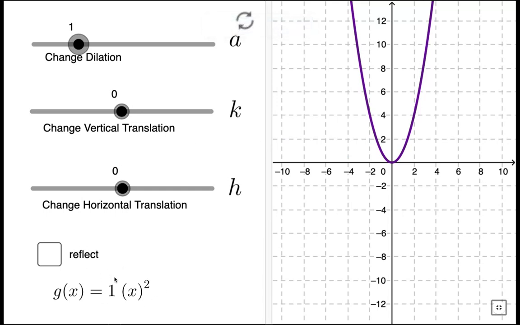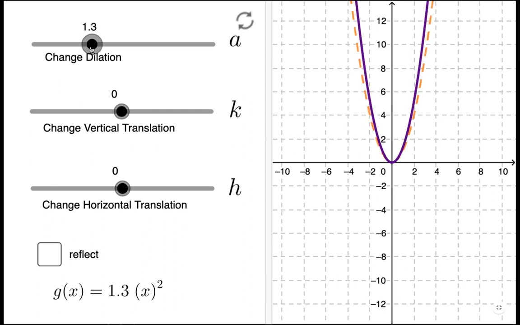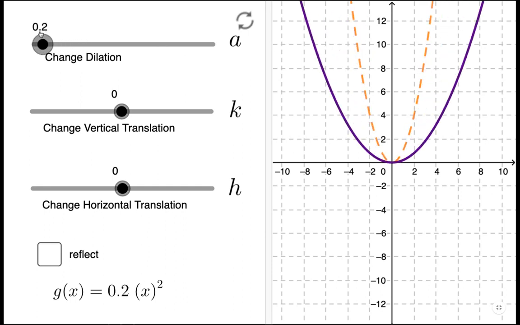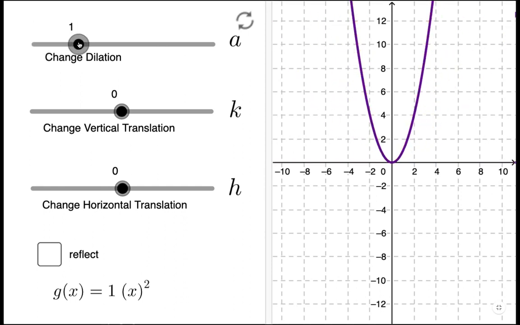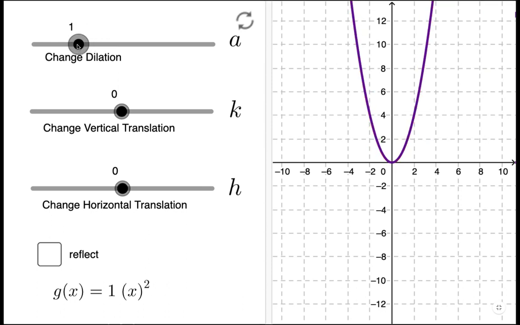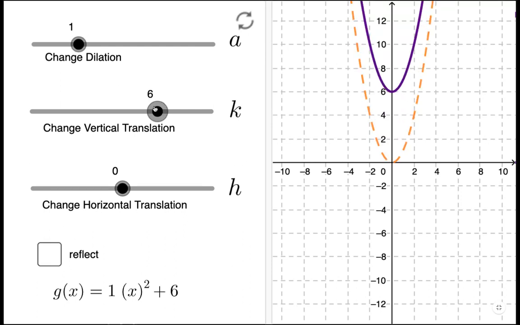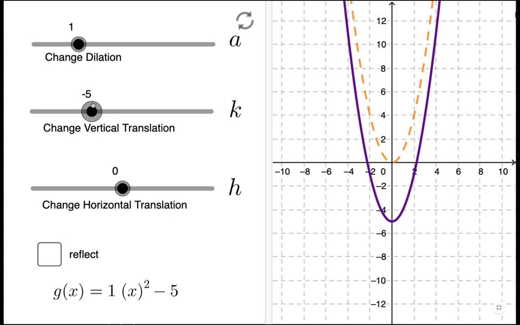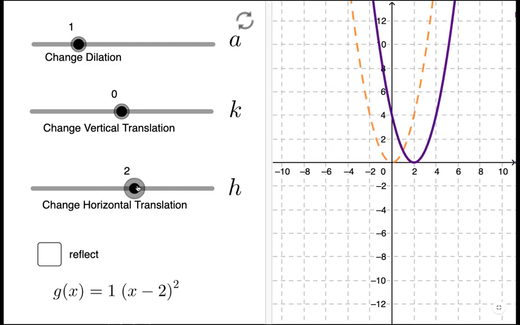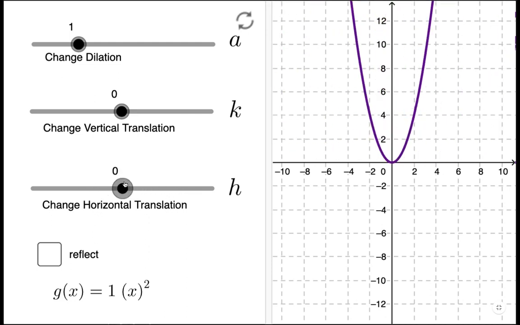The equation is y equals, or g of x equals 1x squared. I want you to move the a value and think about what's happening. When you're done, you can put it back at 1. Then I want you to take the k value, and if you notice at the bottom of the screen, the numbers are changing, and I want you to think about what happens. Lastly, I want you to change the h value and think about what happens.